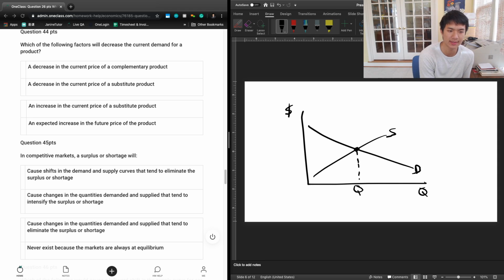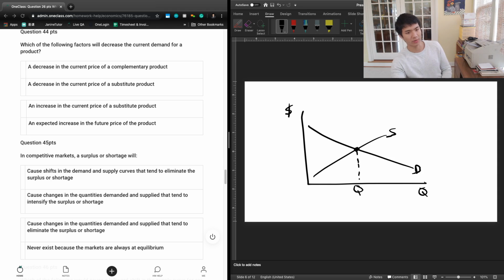And finally, D says an expected increase in the future price of the product, and that's going to increase the demand for the product today because if buyers know that the product will be more expensive in the future, then they're going to try to stock up on this product today when it's still cheap, and that's going to increase the current demand rather than decrease it. So it's not going to be the right answer. So our best answer here is answer choice B. Which one of the following factors will decrease the current demand for a product? B, a decrease in the current price of a substitute product.